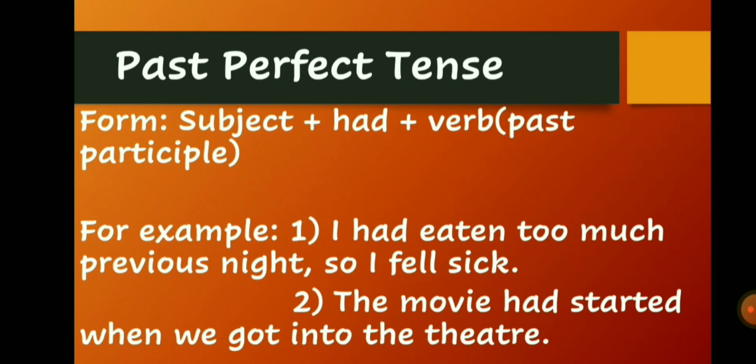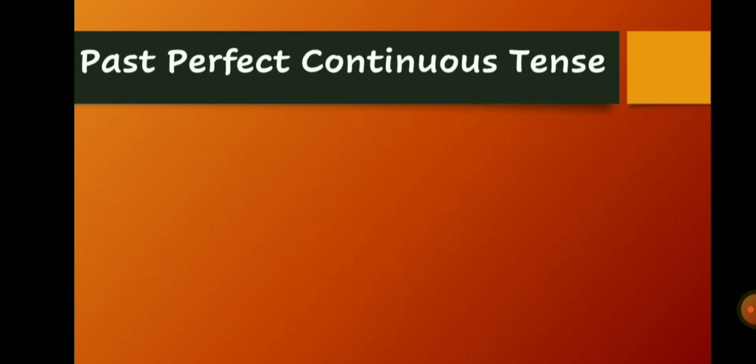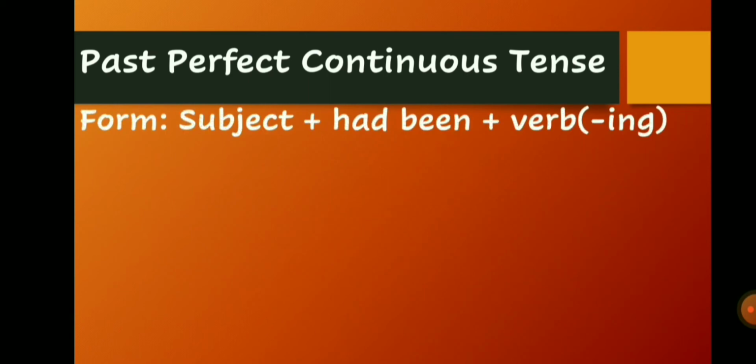Now let us see the fourth aspect, that is the past perfect continuous tense. Past perfect continuous tense refers to actions that started in the past and continued up till another time in the past. That means it shows the actions which had started in the past and continued in the past only. So let us see the form of this tense. The form of the past perfect continuous tense is subject plus had been plus verb ing.